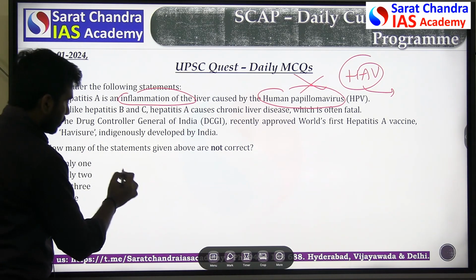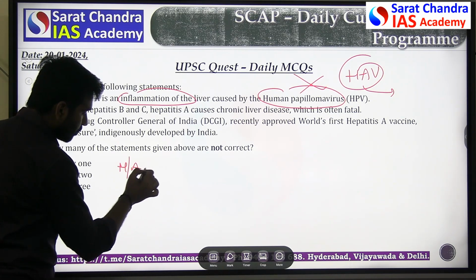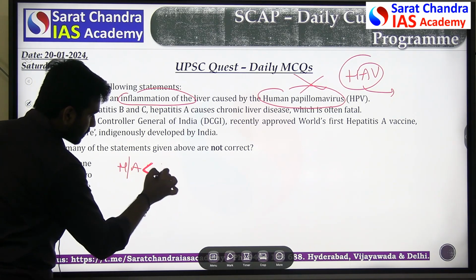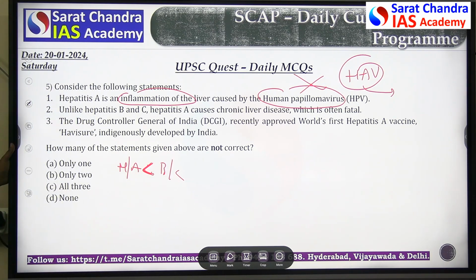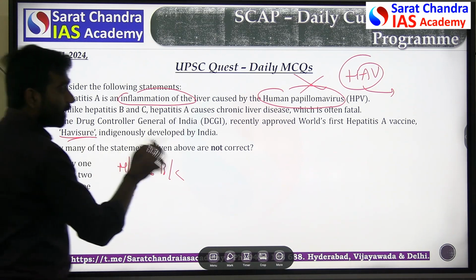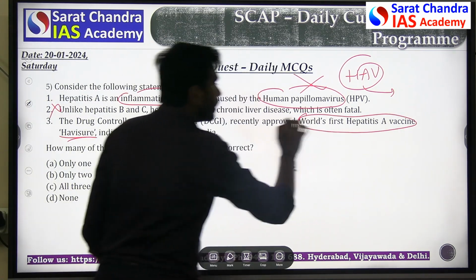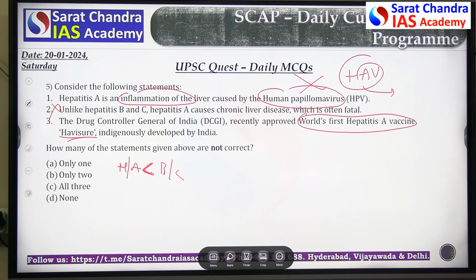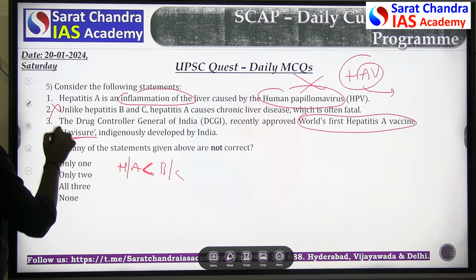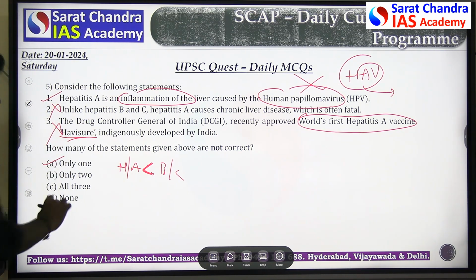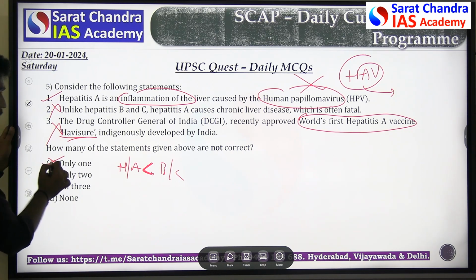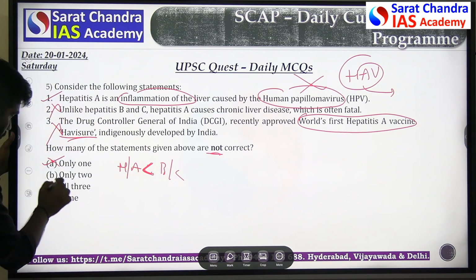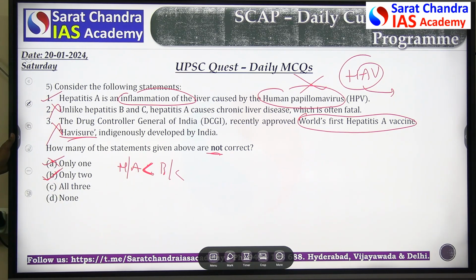Actually, hepatitis A is not chronic like B and C. So this statement is wrong. And recently, DGCA approved this vaccine called Havisure, but it is not the world's first hepatitis A vaccine. It is the first indigenously developed hepatitis vaccine. So this is also wrong. This is correct. So only one. Sorry, the question is about not correct. So only two are not correct. Okay, only two are not correct.